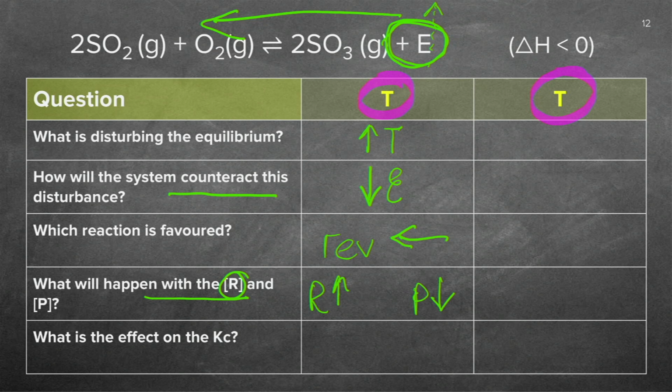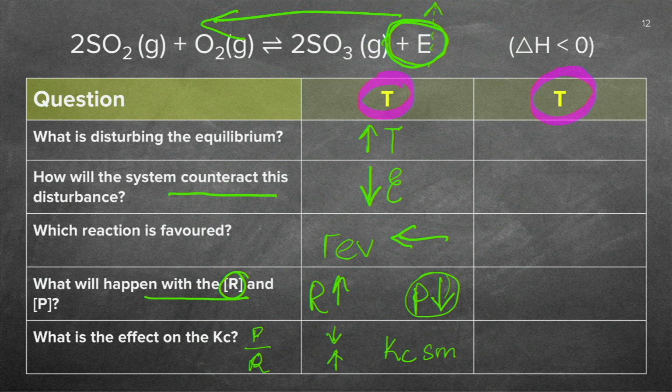And the Kc value, which is the product over the reactant, can you see the reactant at the bottom is increasing and the product is decreasing. So Kc will be smaller or decreasing.